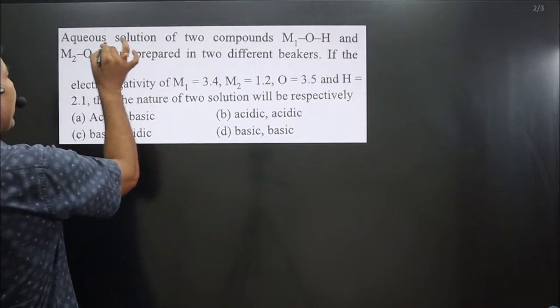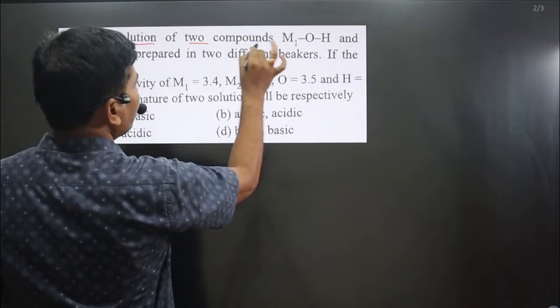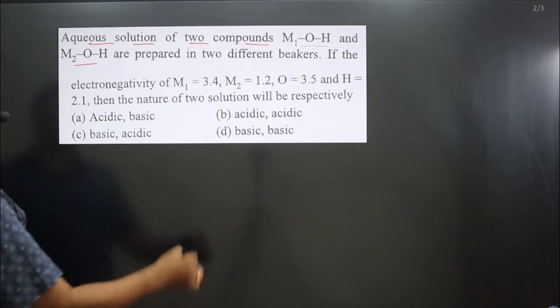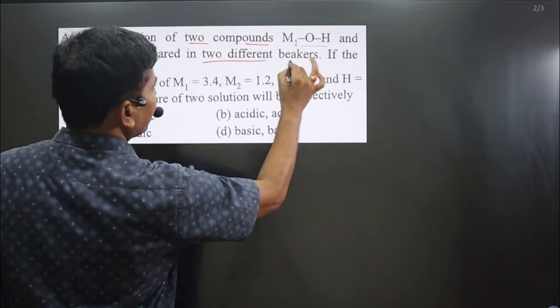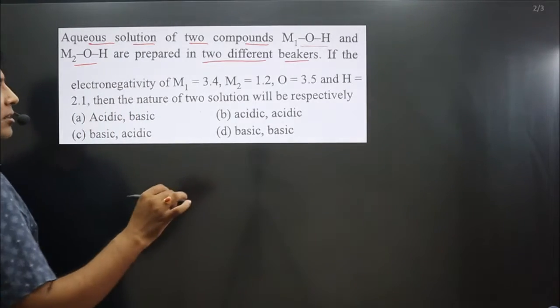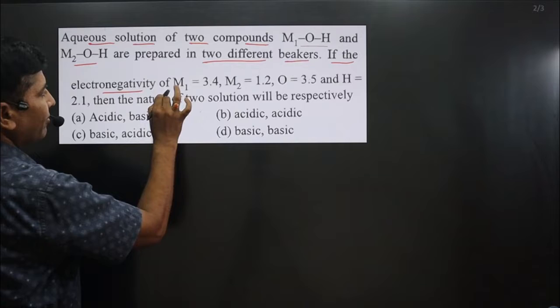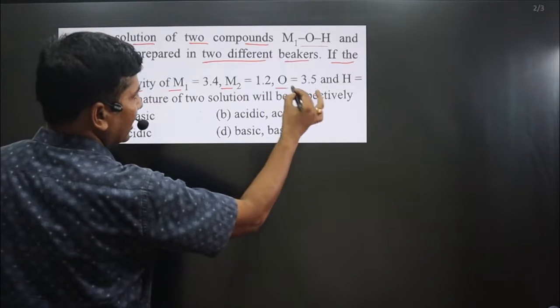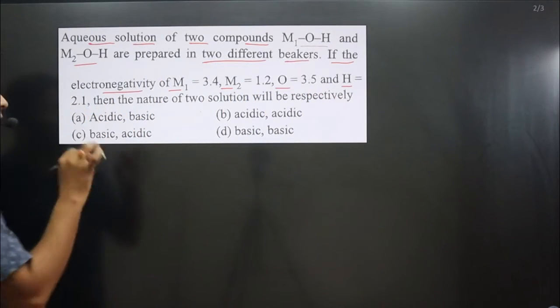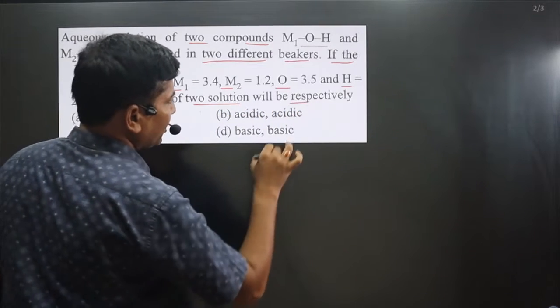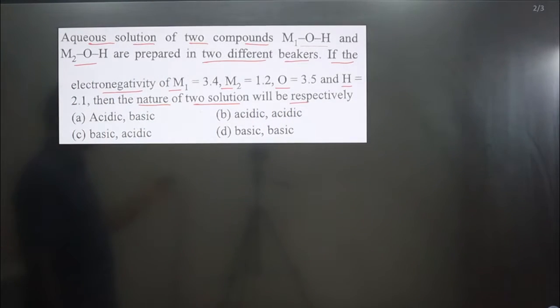The question says an aqueous solution of two compounds, this is the first compound and this is the second compound, are prepared in two different beakers. Further, it says if the electronegativity of M1, M2, oxygen and hydrogen are given, then the nature of the two solutions will be respectively acidic or basic or acidic.